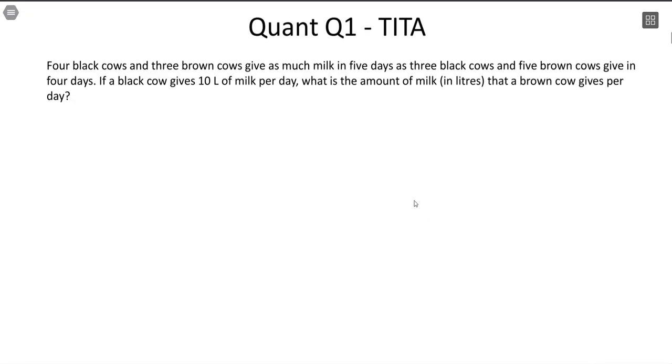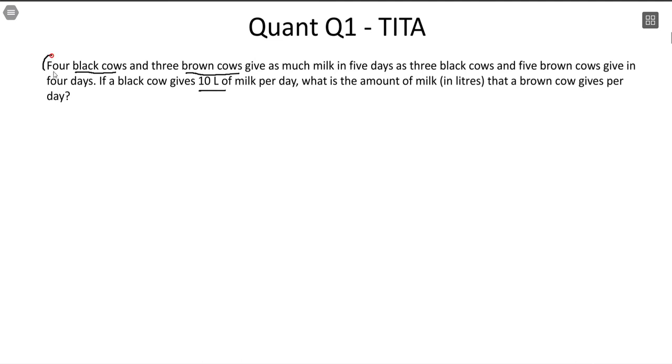Let's get to the first question, see how to solve this. 4 black cows and 3 brown cows give as much milk in 5 days as 3 black cows and 5 brown cows give in 4 days. If a black cow gives 10 liters of milk per day, what is the amount of milk in liters that a brown cow gives per day? Effectively, you have two kinds of workers, black cows and brown cows, and you can find out their relative efficiency. You can find out the ratio of their efficiency, and if efficiency of one is 10, what is the efficiency of the other? That is the basic framework of the question.